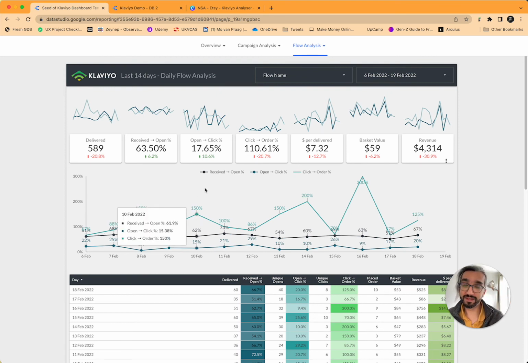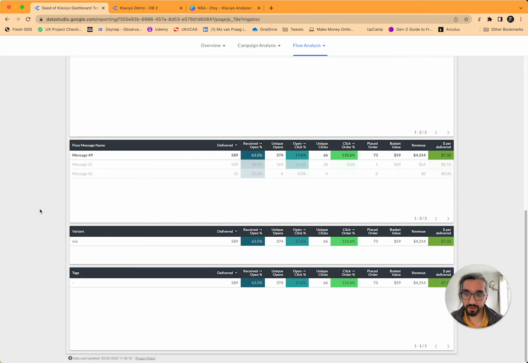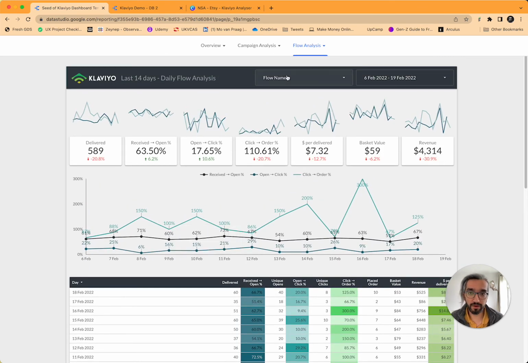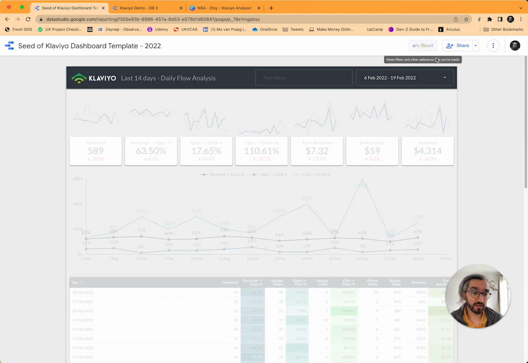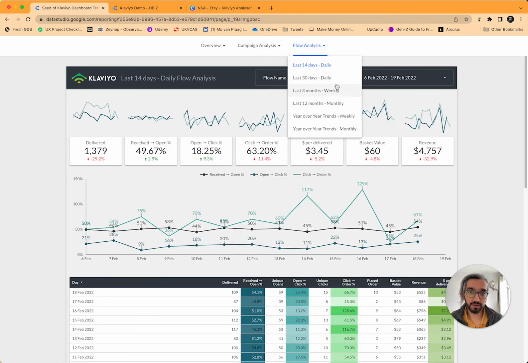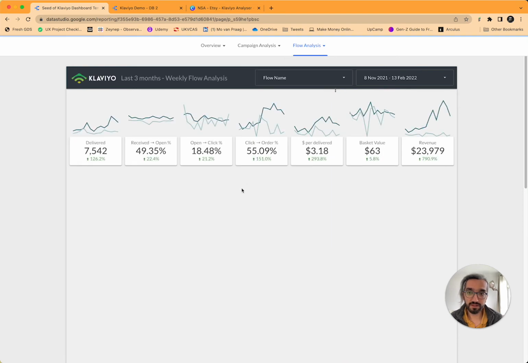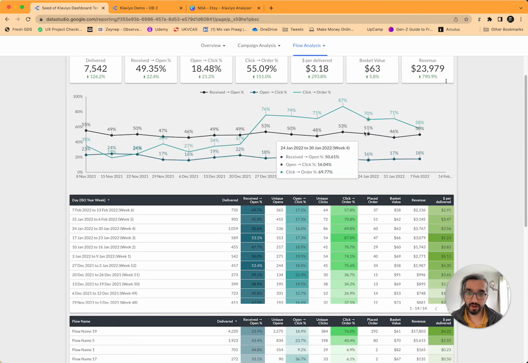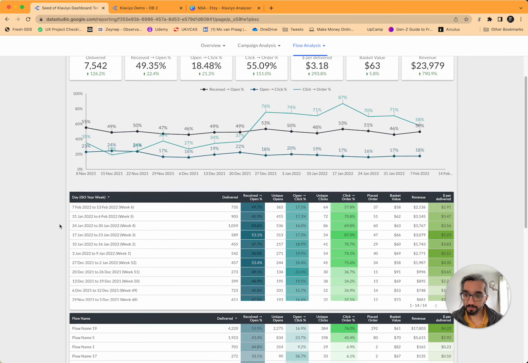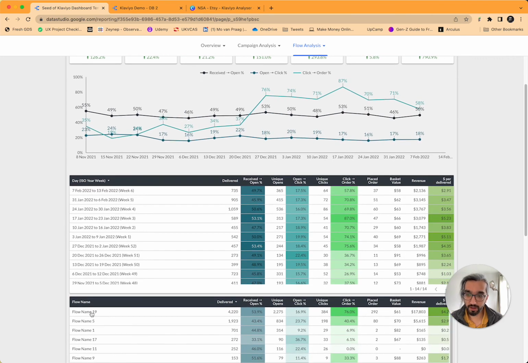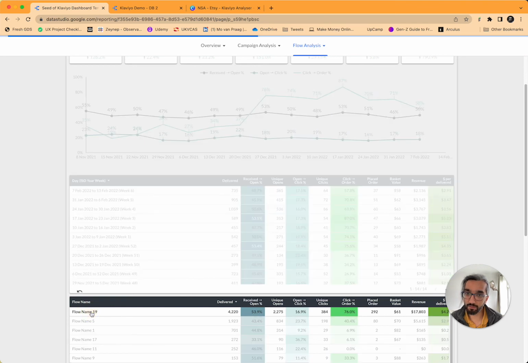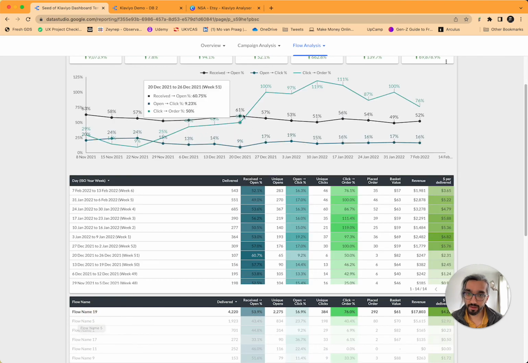Klaviyo doesn't give this information to you. So now you are able to see each message's performance over time. I think it is magical and helps me a lot to understand flow performance on a daily or weekly basis. When I look at, for example, the last 3 months, I'm doing very great in terms of open to click. I'm curious which of my flows has had this performance increase. I click here. Yeah, this is the one.